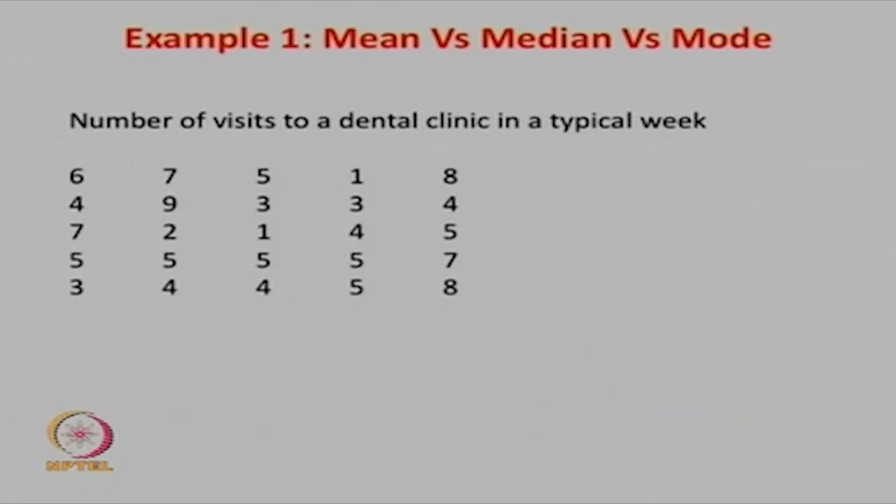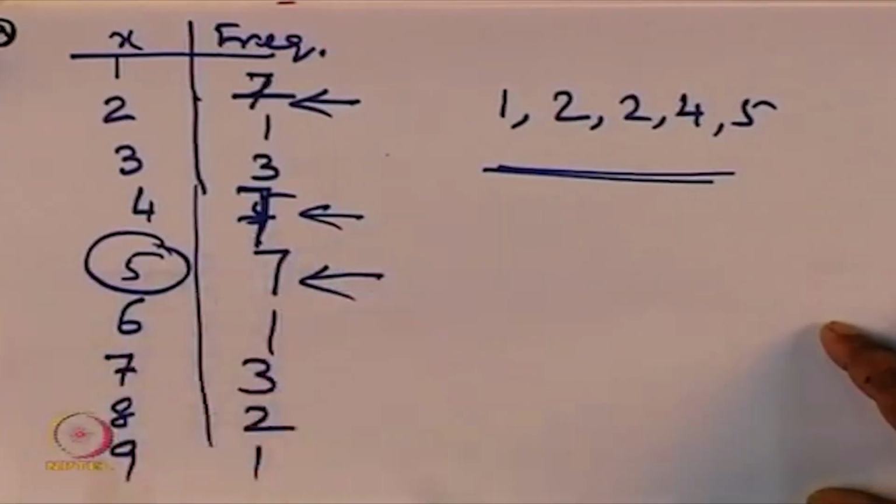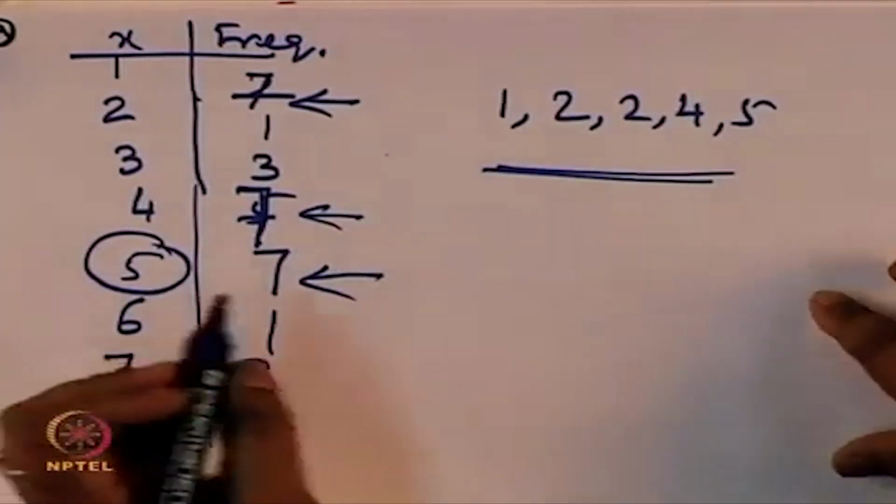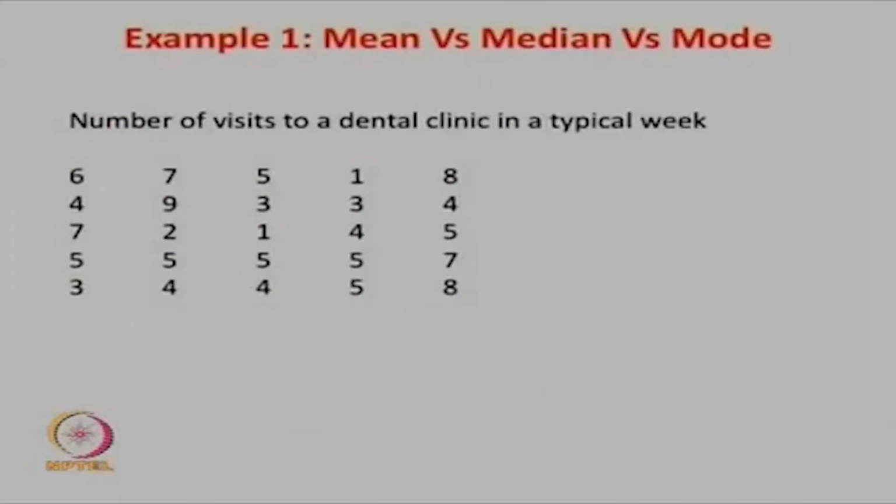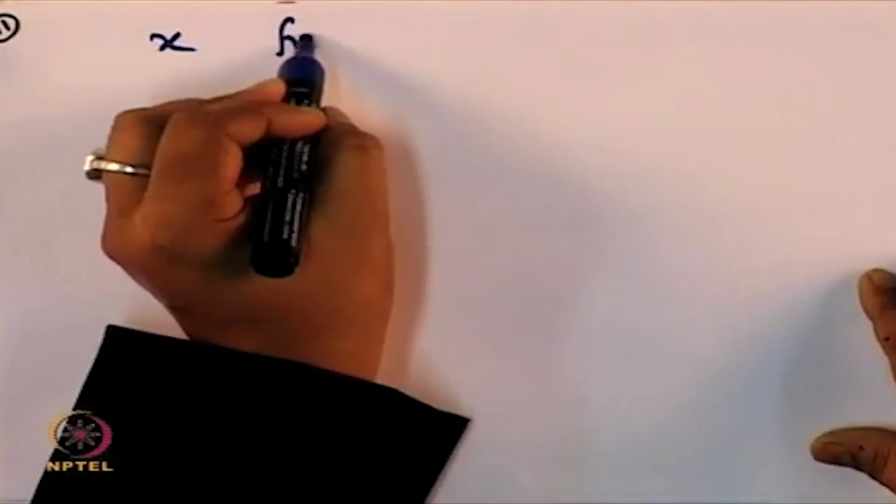Okay. So, let us again come to this particular example, the number of visits to a dental clinic in a typical week. I had calculated that frequency distribution earlier. Okay. So, let me rewrite. I have x and I have frequency.